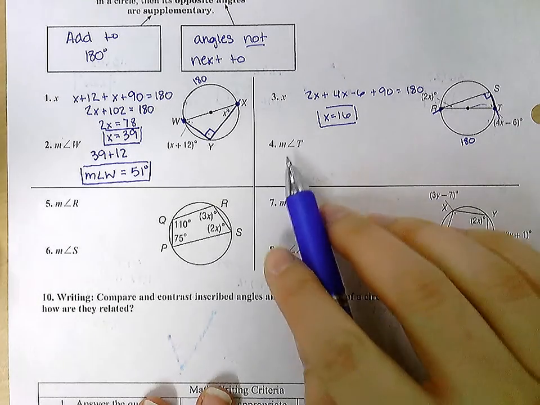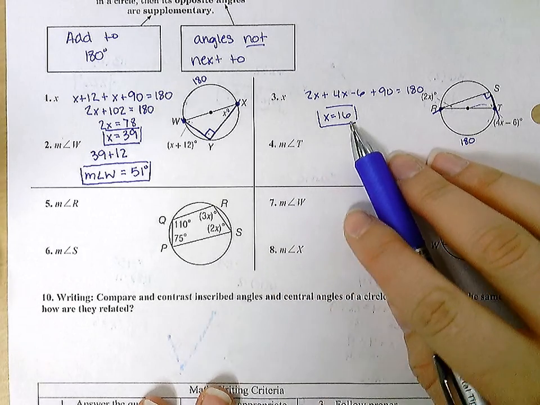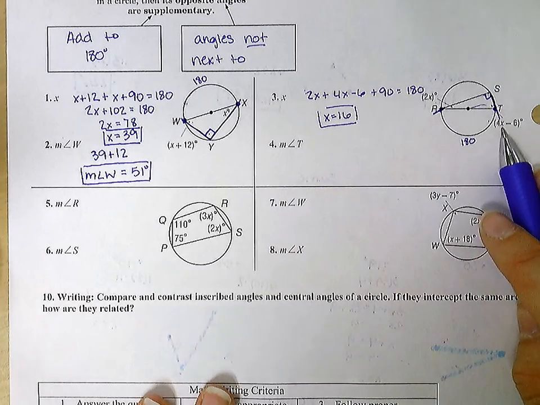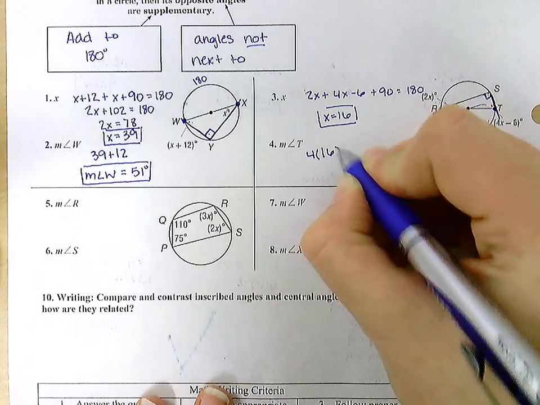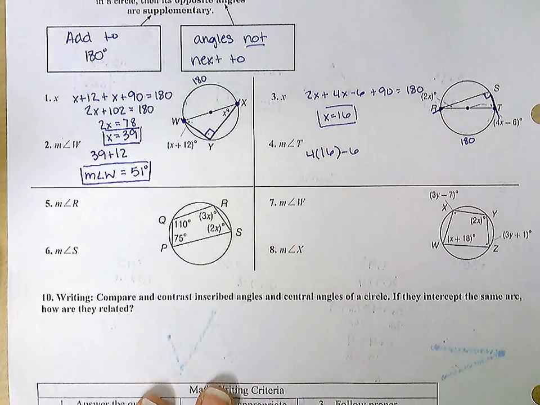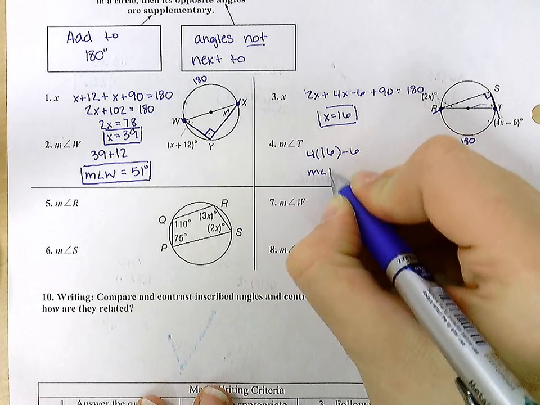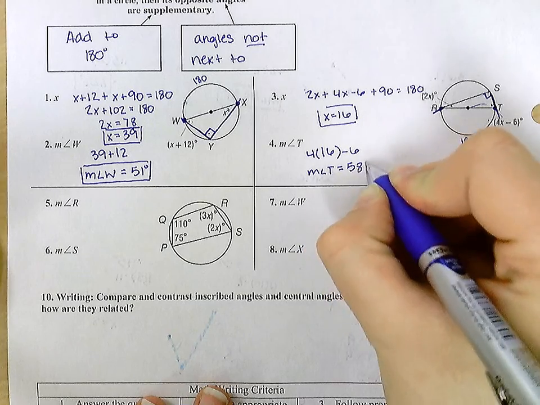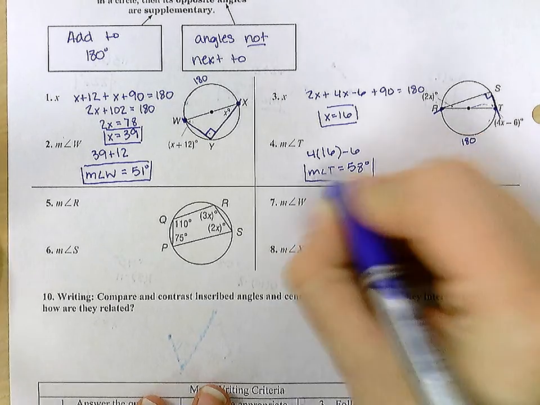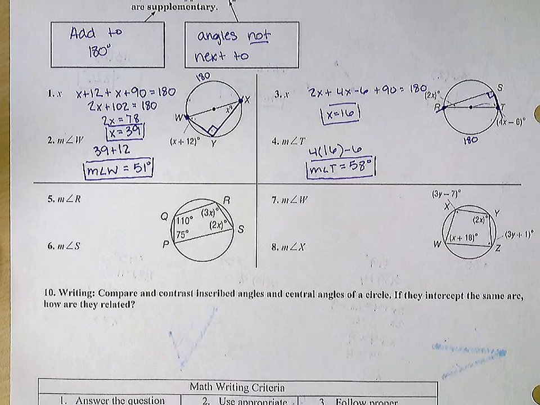Then, I want to find the measure of angle T, so I just need to substitute 16 in for x for that angle. So we have 4 times 16 minus 6. So the measure of angle T would be equal to 58 degrees. Okay, so that's what I would do if you're given a picture with that triangle inscribed in your circle. Find that missing angle using your intercepted arc. Questions on 3 and 4?